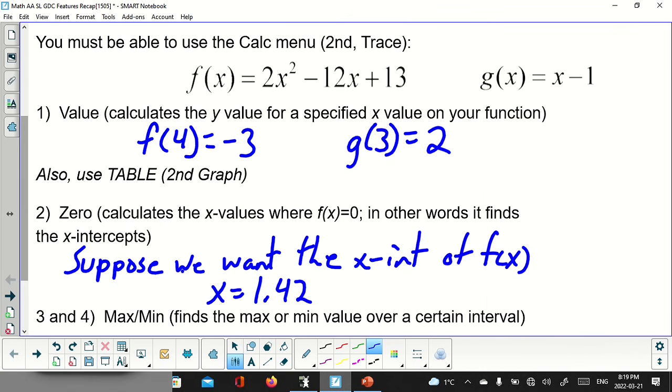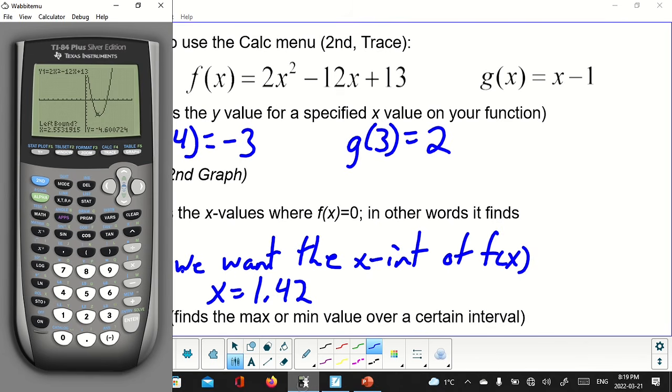But wait, there's another x-intercept. So to find that, I'll do the same thing. I'll go to my graph and I'll press second trace to get to this calc menu. I'll choose 0. And I'll go a little bit to the left of that second x-intercept, hit enter. A little bit to the right, hit enter. Go right on it and hit enter one last time. And it will tell me that there's another x-intercept at 4.58.